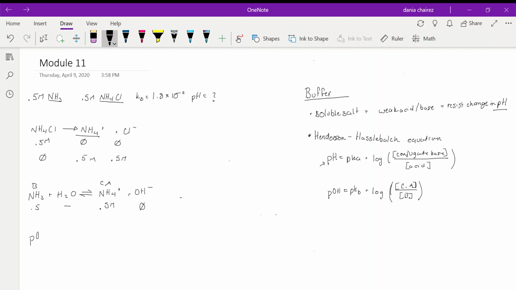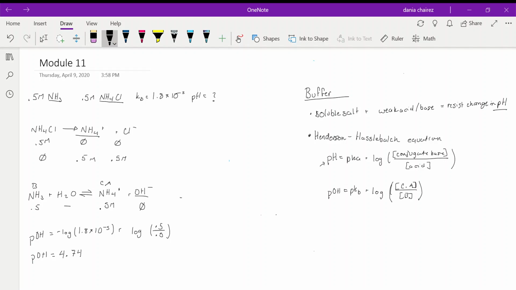into our pOH formula of Henderson-Hasselbalch, which again, we have an OH, we know it's pOH that we're solving for. So then we do our pKb, which is the negative log of 1.8 times 10 to the negative 5, plus the log of our conjugate acid, which is 0.5, over our base, which is also 0.5, so that our pOH is equal to 4.74.